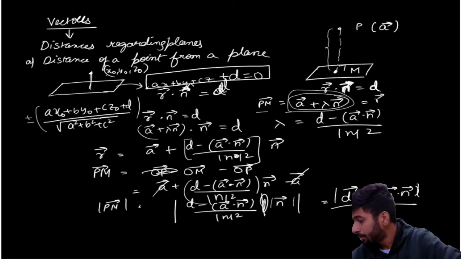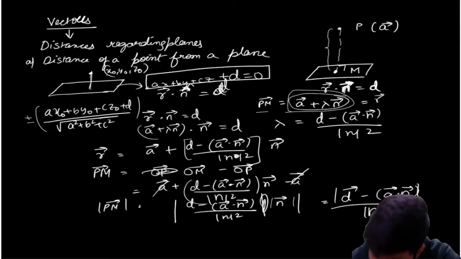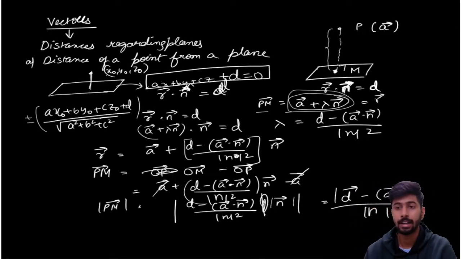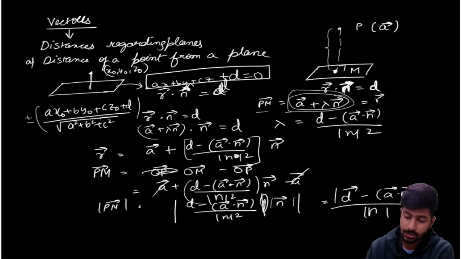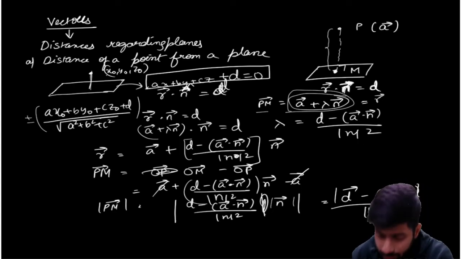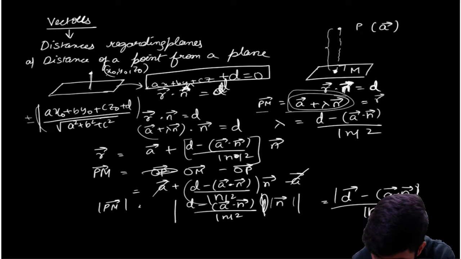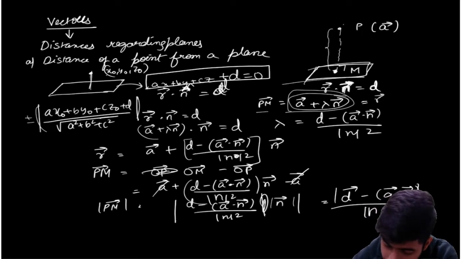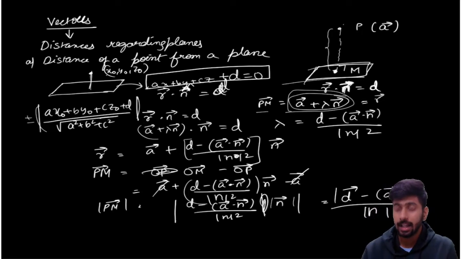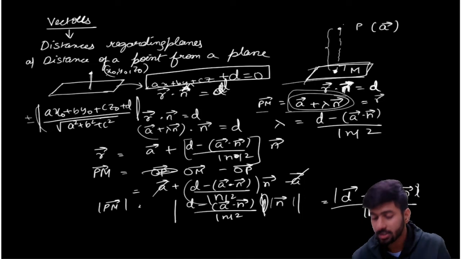And I'm not deriving this in detail, but it's very easy to derive. You can also find the coordinates of this point M, right? How do you do that? Essentially, this is the distance of this point P from the plane M in the Cartesian form. And I'll actually show you how to find the coordinates of this point M.